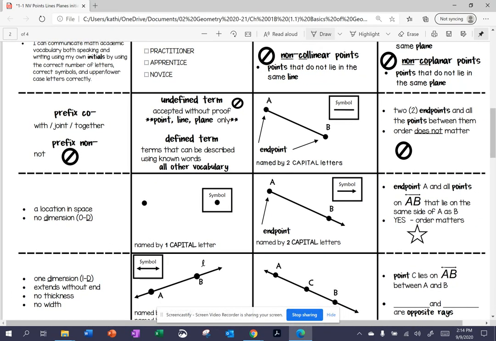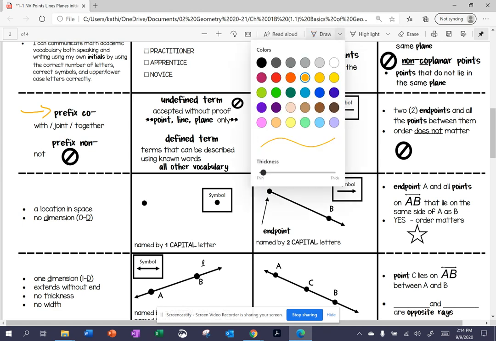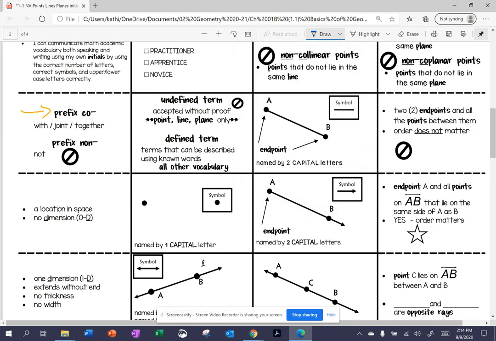Let's just start with some basic prefixes. Co means with or together, and the prefix non means not. Okay, so we're going to start out with points, lines, and planes. So point, here's the definition for point. A point is a location in space. It has no dimension, so we call it 0D.